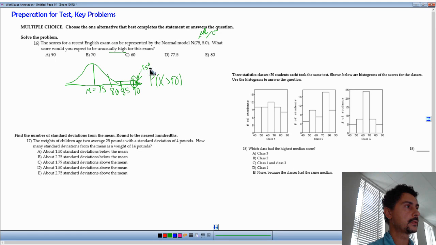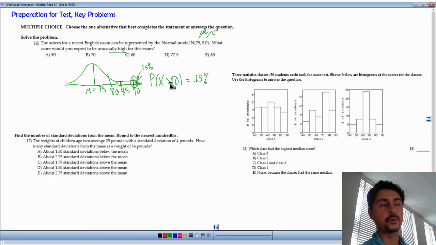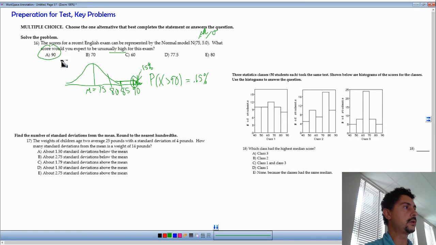That is 0.15%. So that's a very small amount. And if we think about that, we say, wow, that's really up there. There are very few scores bigger than 90 on this exam. And then you go to answer A. That's basically the quickest way I can explain it.